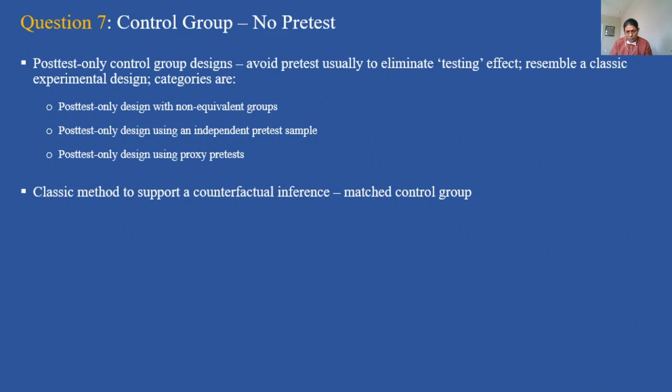So, what is a control group with no pretest? Designs that use a control group without any pretests are typically post-test only control group designs, and are considered, in principle, very close to the classic experimental design. The use of post-test only design is typically done to eliminate the effect of testing on the study units. Such designs fall into the following categories.